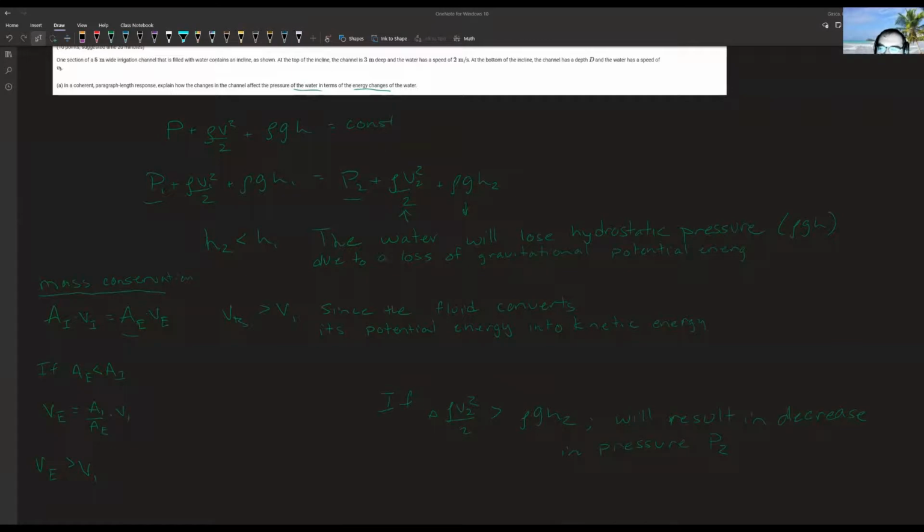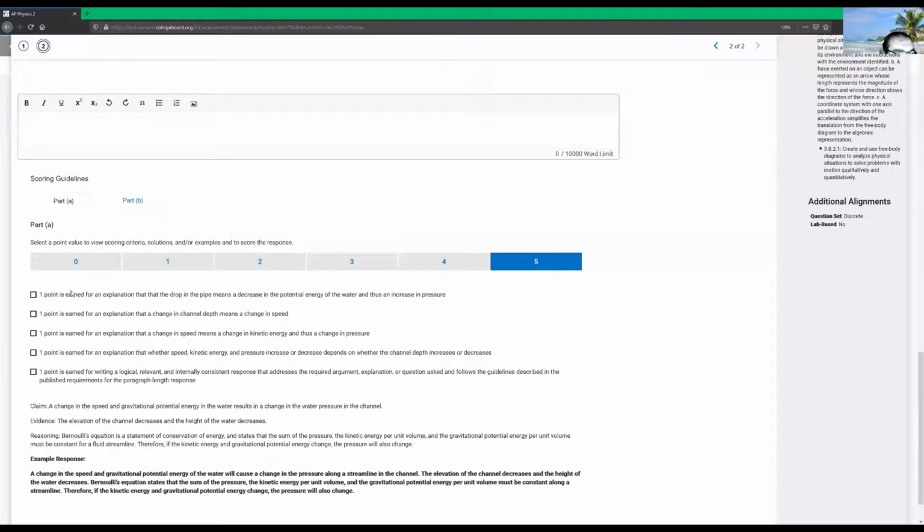So for part A, let me do a new share here. 1 point is earned for the explanation that the drop in pipe means a decrease in potential energy of the water and thus an increase in pressure. Okay. 1 point is earned for an explanation that the channel depth means a change in speed.